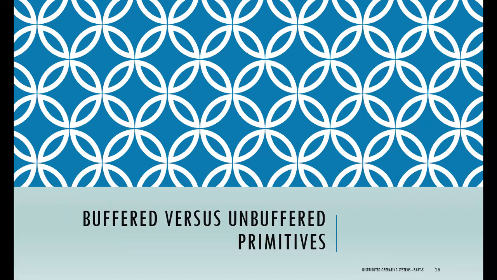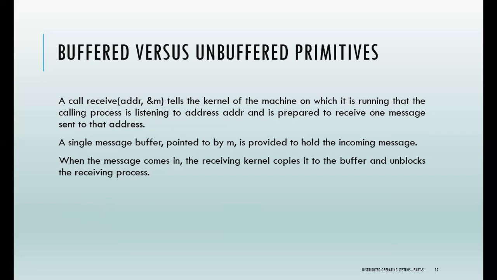Buffered versus non-buffered primitives. A call to receive tells the kernel of the machine on which it is running that the calling process is listening to address ADDR and is prepared to receive one message sent to that address. A single message buffer pointed to by M is provided to hold the incoming message. When the message comes in, the receiving kernel copies it to the buffer and unblocks the receiving process.